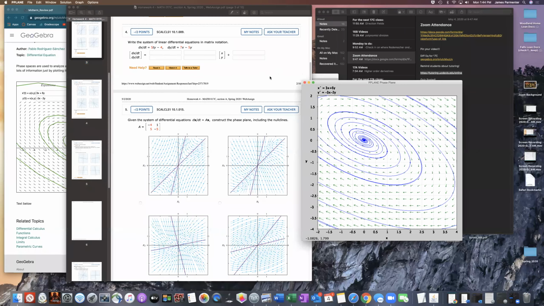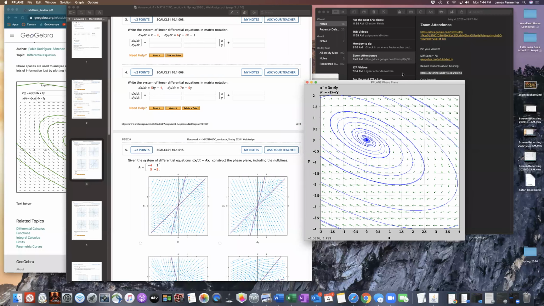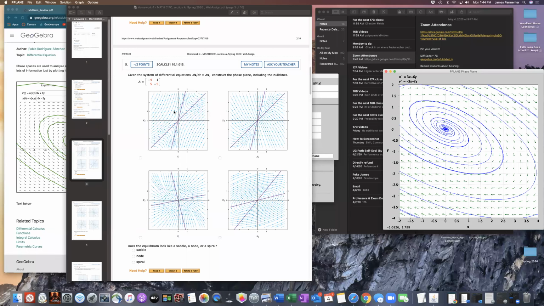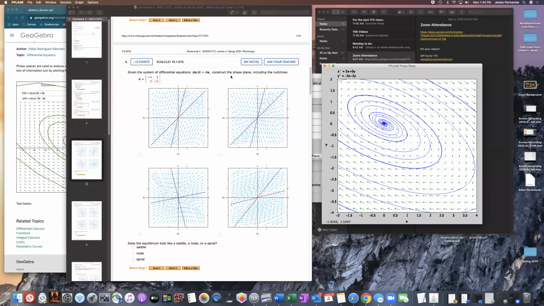So just because these examples are easy, let's go ahead and look at this homework. We're not doing the homework, we're just looking at it. I'm looking at an example like this, where you've got A equal to negative 4, 1, 5, negative 5, and they're asking you for the nullclines and the phase plane. So the nullclines should be easy, right? And we'll talk about the phase plane in a second. So for this example here, we got negative 4, 1, 5, negative 5.